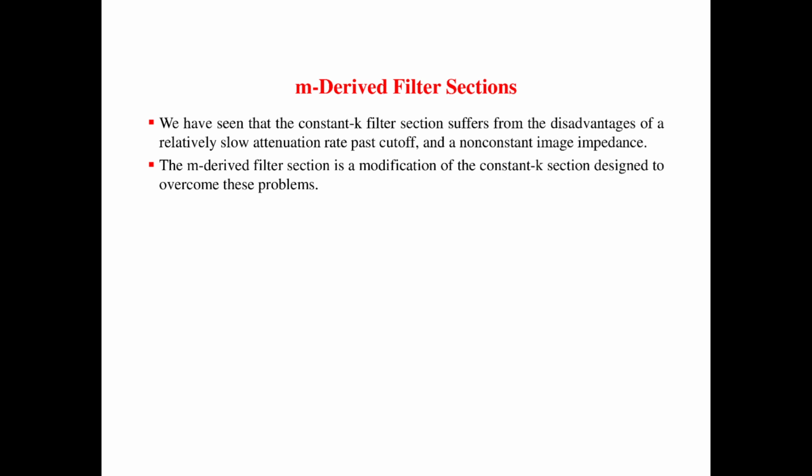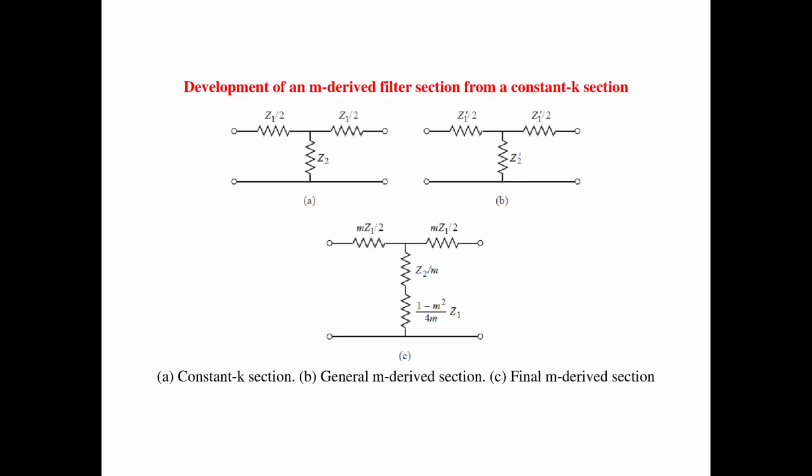We see that the constant K filter design suffers from the disadvantages of relatively low attenuation past cutoff and non-constant image impedance. The M derived filter section is a modification of the K section designed to overcome this problem. So the development of the M derived section: we have the constant K section, the M derived section, and finally the M derived section again. You can see the arrangement, which we derive from the image impedance parameters.